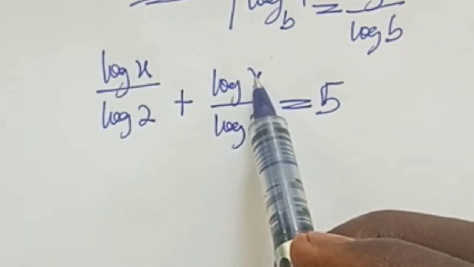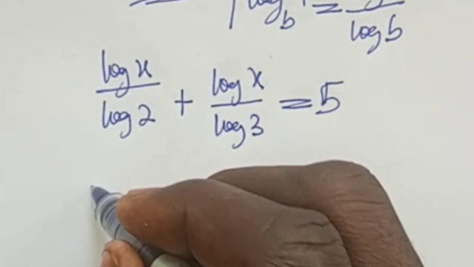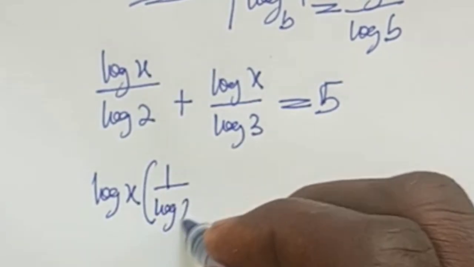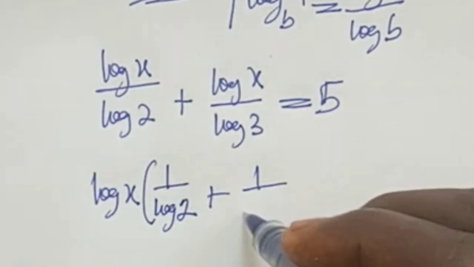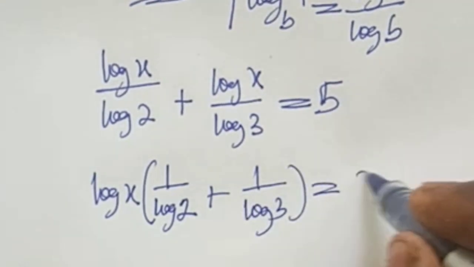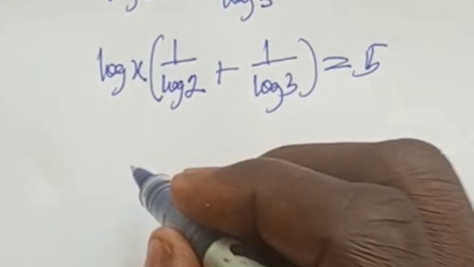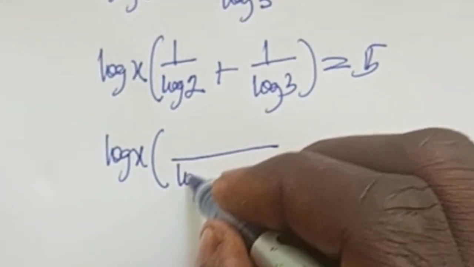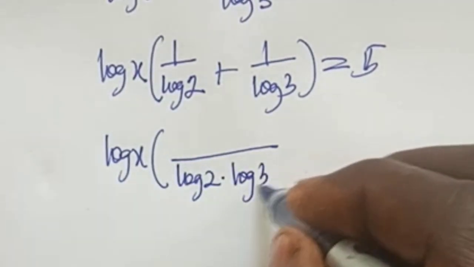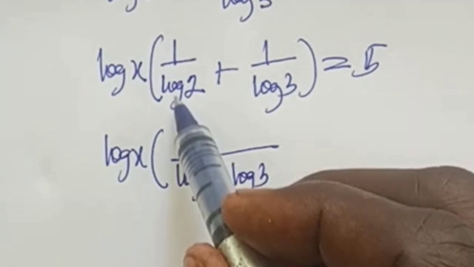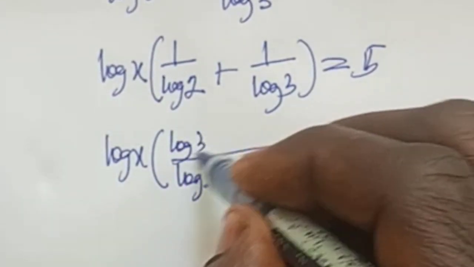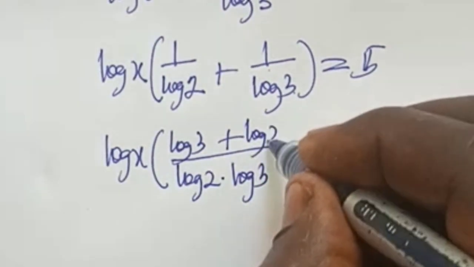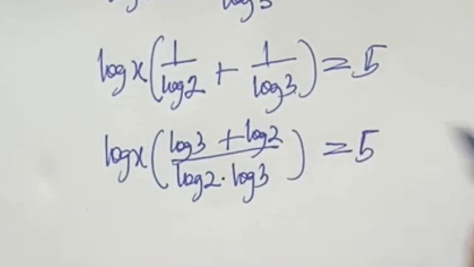So we have log x common to both terms. We're going to factor it out so that we have log x, open a bracket, 1 over log 2 plus 1 all over log 3, close the bracket, all equals 5. And the next line becomes log x. If we take the LCM, it is log 2 times log 3. Log 2 times log 3 divided by log 2, what is left is log 3, plus log 2 times log 3 divided by log 3, it is left with log 2. If we close this bracket, everything equals 5.